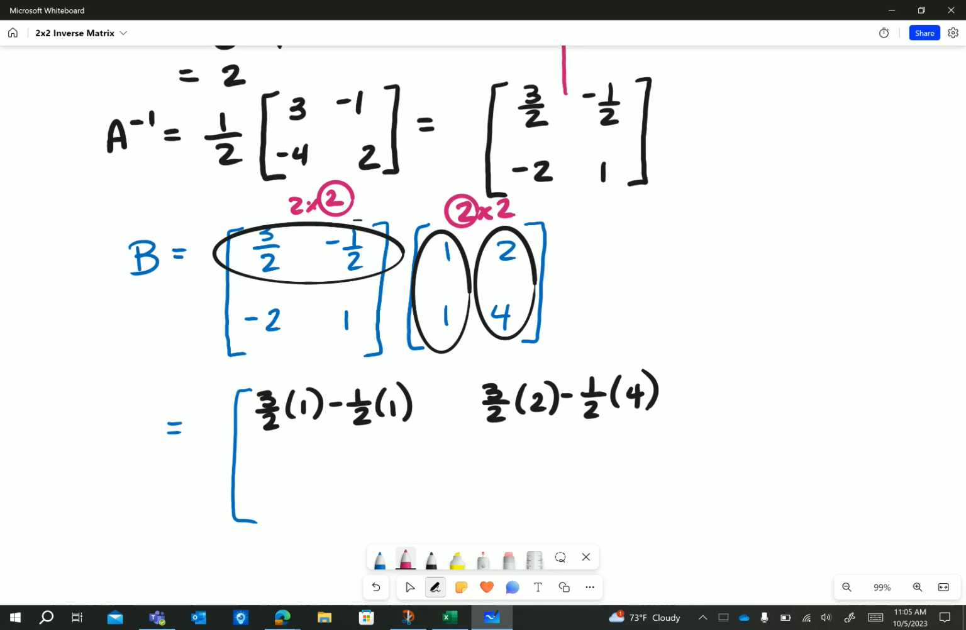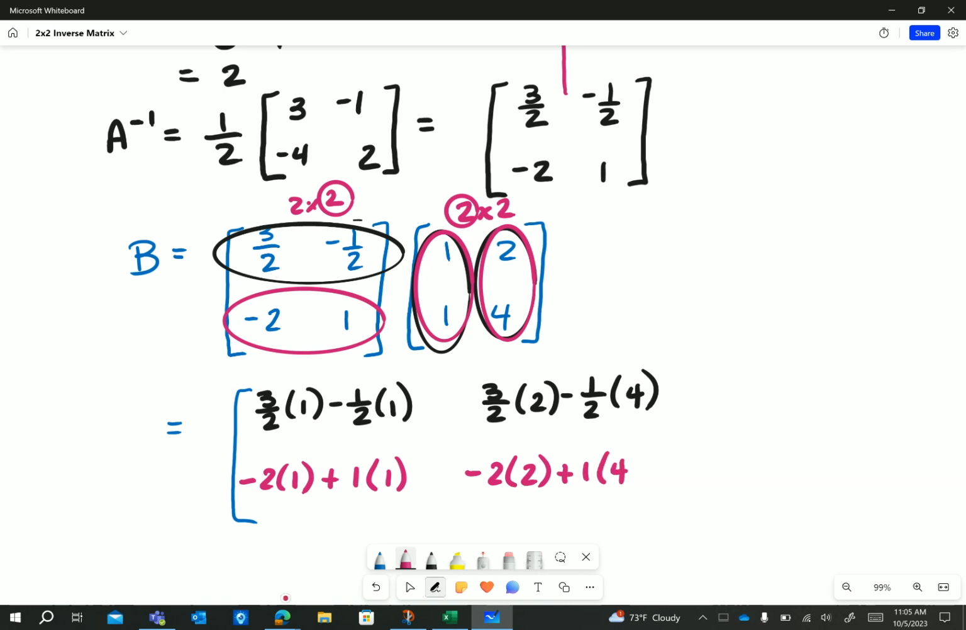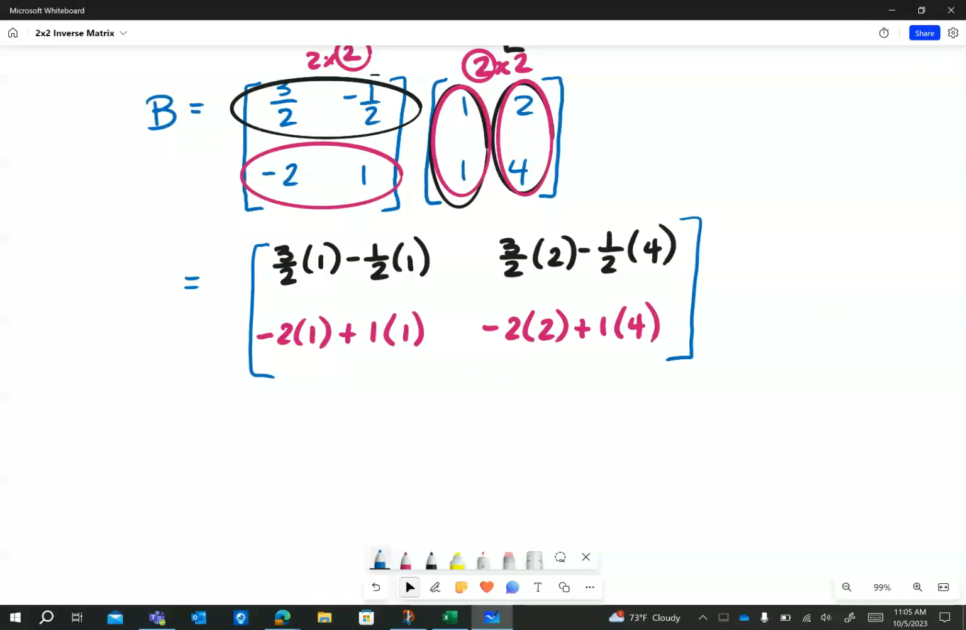Then we'll do it again. This row by this column. So negative 2 times 1 plus 1 times 1. And now I do that row by this column. Negative 2 times 2 plus 1 times 4. And so notice how this problem pretty much puts everything together. So when you do all the arithmetic, you get 1, negative 1, 1, and 0.